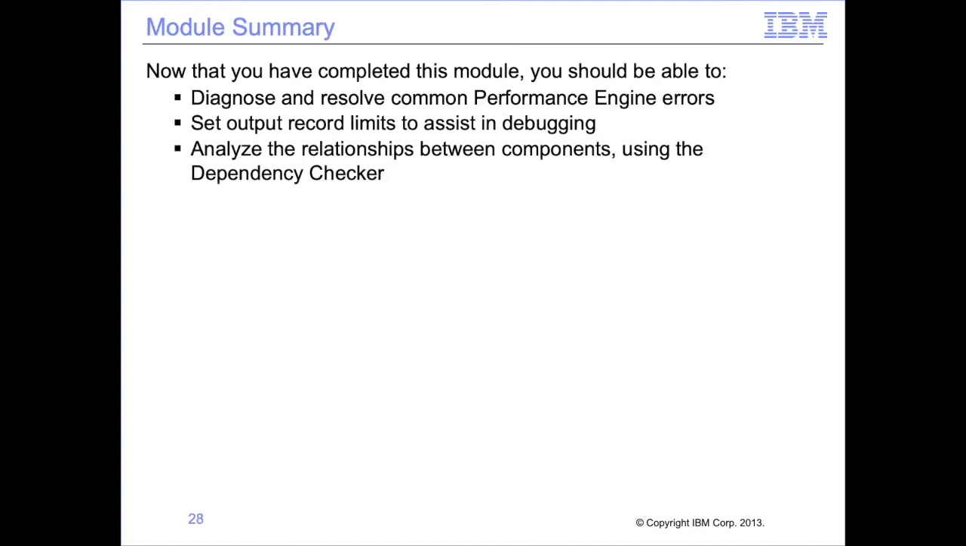This module provided an overview of common errors encountered when running the SAFR performance engine. Now that you have completed this module, you should be able to diagnose and resolve common performance engine errors, set output record limits to assist in debugging, and analyze the relationships between components using the Dependency Checker.